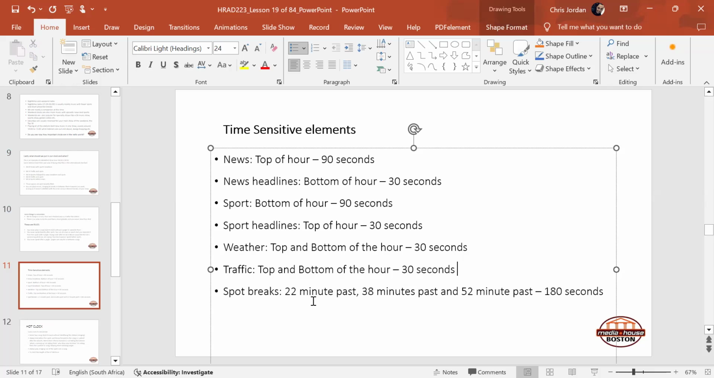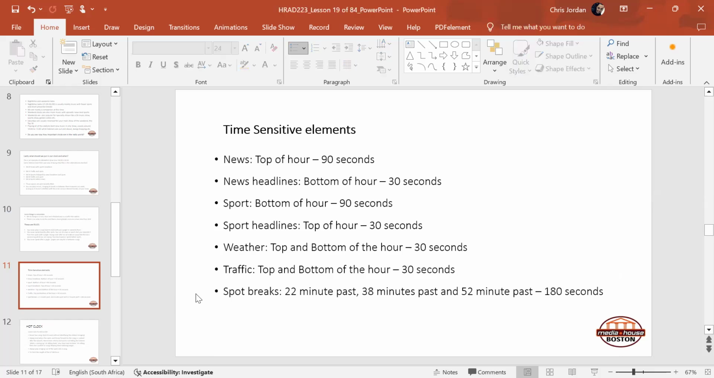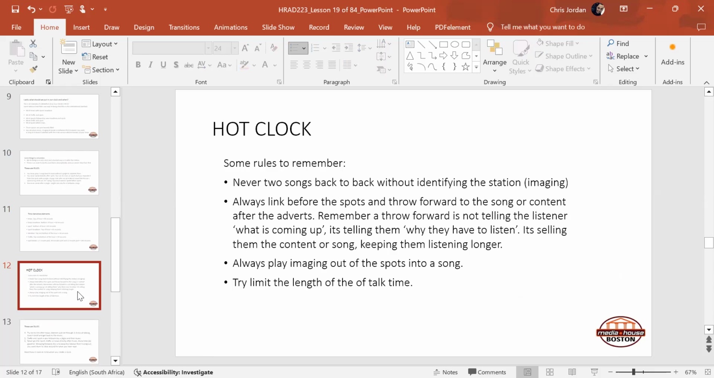Spot breaks, so there are different clocks that will dictate different spot breaks. One, this is the SABC format. So at 22 minutes past, 38 minutes past, and 52 minutes past. So you can imagine a clock, right? One over here, one over there, and one at the top, right? I hope you can see my cursor just going up and down. Right. Okay. Anyway, right. So let's go.